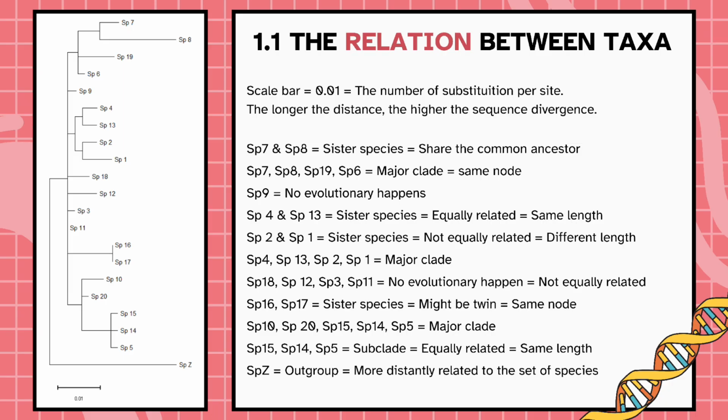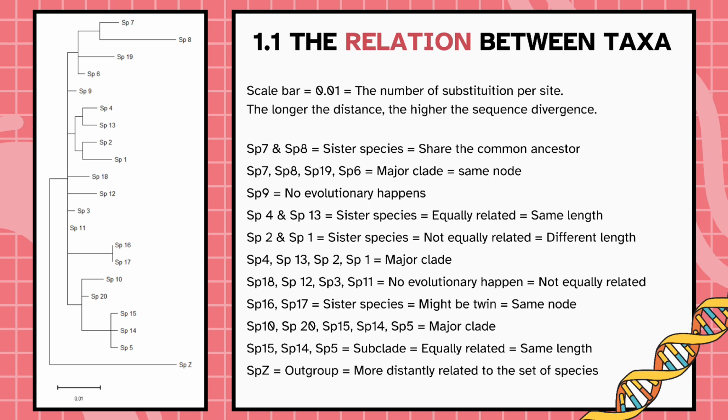This is the phylogenetic tree of data set 1. We have a scale bar of 0.01. Scale bar is the number of substitutions per site, which means the longer the distance, the higher the sequence divergence. From the tree, we can see that species 7 and species 8 are sister species because they share the common ancestor. Species 7, species 8, species 19, and species 6 are the major clade because they share the same knots.